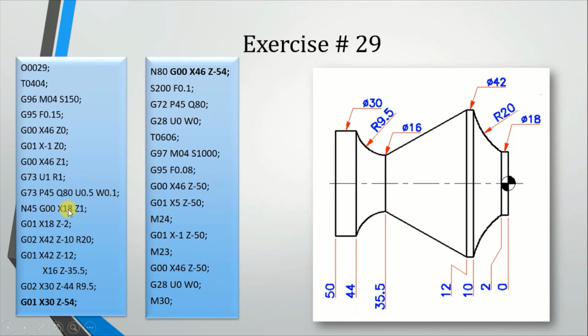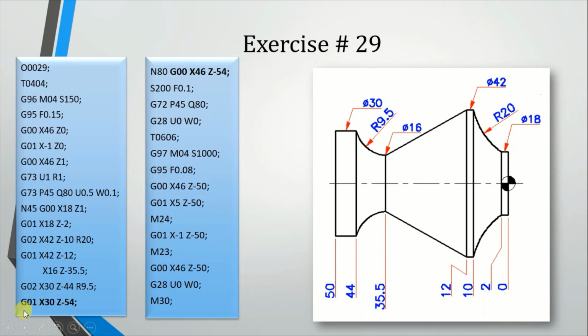And then G00 X18 Z1, the tool will be here, X18 Z1. Next line G01 we will go here, Z-2, and then G02 X42 Z-10, radius 20. Then G01 here, X42 Z-12. Again G01, no need to write, X16 Z-35.5. Then G02 X30 Z-44, radius 9.5. Now again we will not stop here, we will continue. We will not stop at 50, we will go 4 millimeters extra, because we want to cut with the parting tool.